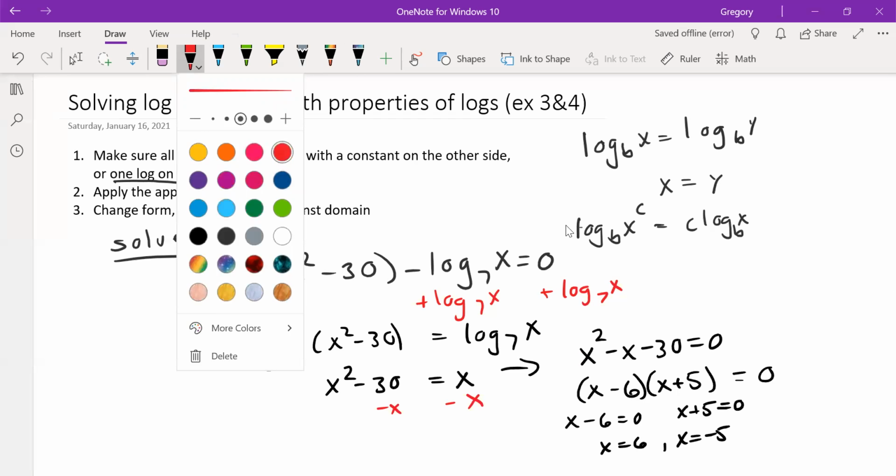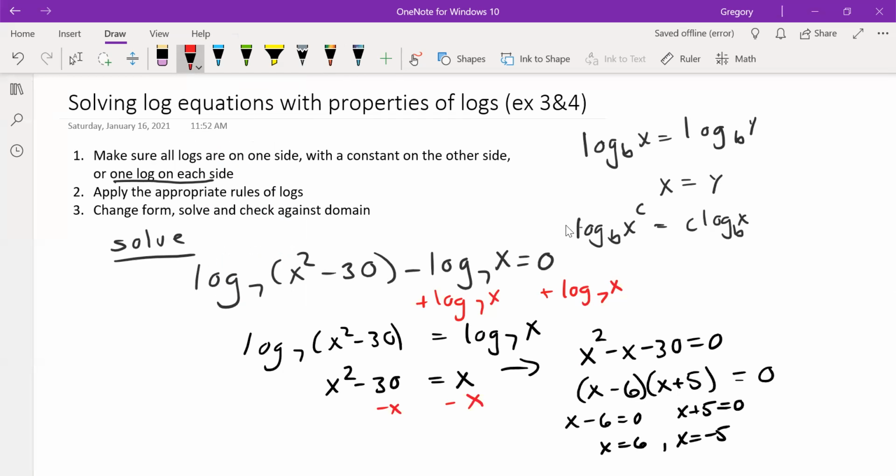So I've solved it, but what I want to do now, this last step, since I did apply the rule of logs, is the change of form that I mentioned here, step 3. That's what I did right here. This step is my way of phrasing it. I changed the form, so I went from two logs, and they effectively changed to x squared minus 30 equals x. Now I'll solve, which I've done, and I need to check against the domain.